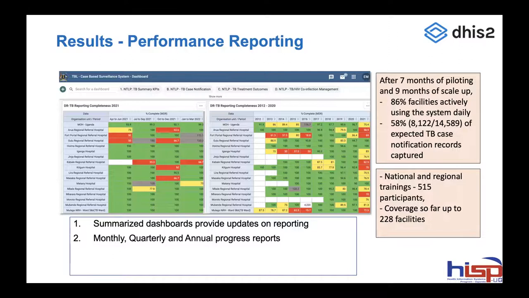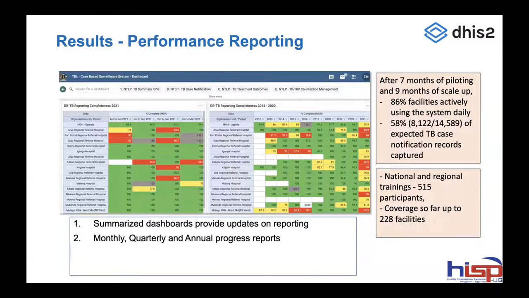The idea is that with time, districts should actually stop manually entering this data in the quarterly report, and then pick the quarterly report from the TB tracker, because there we are able to pick these patients' data and information directly. So that's currently what we are doing. But beyond that, there are other processes which include data review meetings, which happen on a monthly and weekly basis for the individual patient data. So that's currently what's happening.